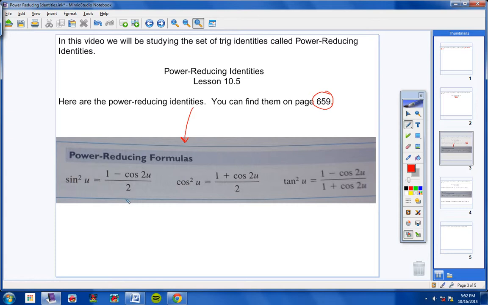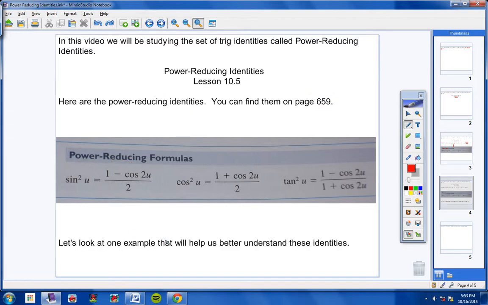They definitely take a trig function that has a power of 2, and they rewrite it so that we do not have a power of 2. That's why it's called a power reducing or a power eliminating formula, okay? So what it does is it takes a sine squared or a cosine squared or a tangent squared, and it rewrites it so that you have a multiple angle, a 2u. So with all of that in mind, we're going to use these today in one quick example.